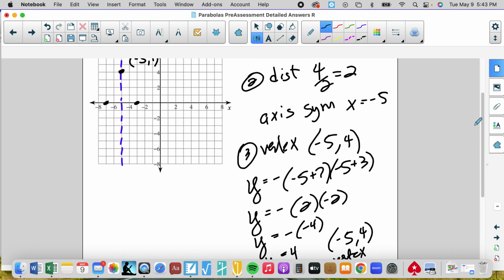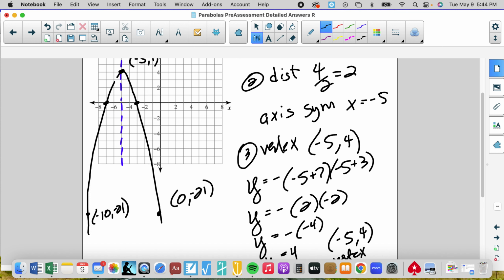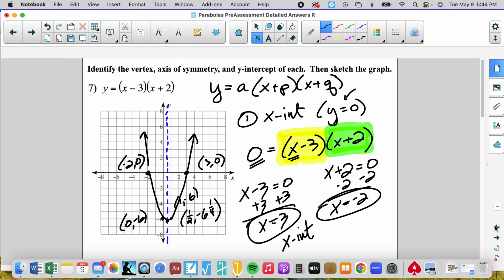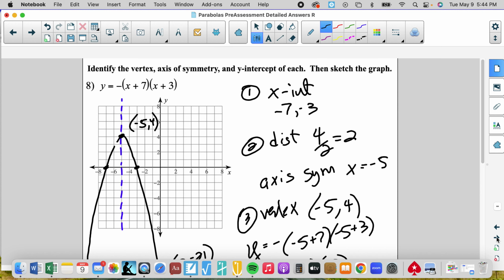Not a fun point to graph because it's way down here again. 0, -21, that is 5 away. So I'm going to go 5 in the other direction, which takes me to -10, -21. And I have 5 values. We all should have the same 5 values for x-intercept for 7, meaning all 5 values should be the same.